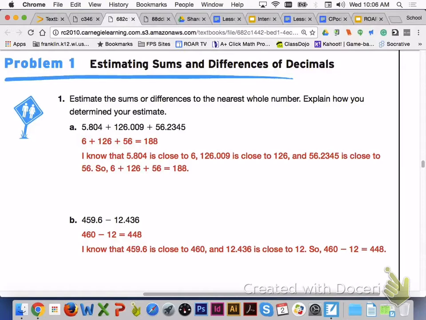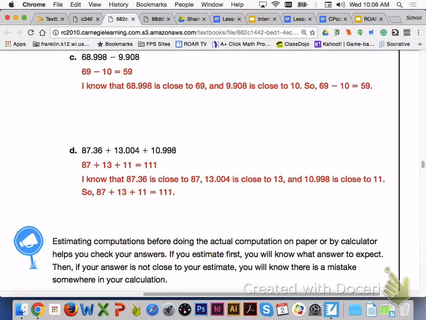For letter B, 459 and 6 tenths is close to 460, and 12 and 436 thousandths is close to 12. When I subtract, my difference is 448. For letter C, 68 and 998 thousandths is close to 69, and 9 and 908 thousandths is close to 10. When I subtract, my difference is 59. And for letter D, 87 and 36 hundredths is close to 87, 13 and 4 thousandths is close to 13, and 10 and 998 thousandths is close to 11. When I add them together, my sum is 111.